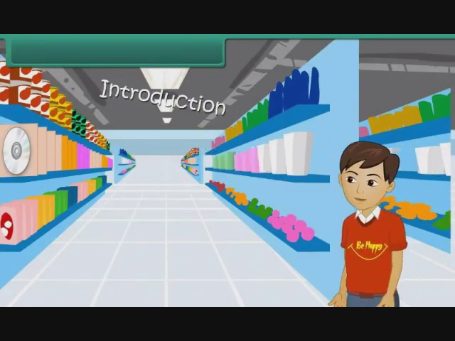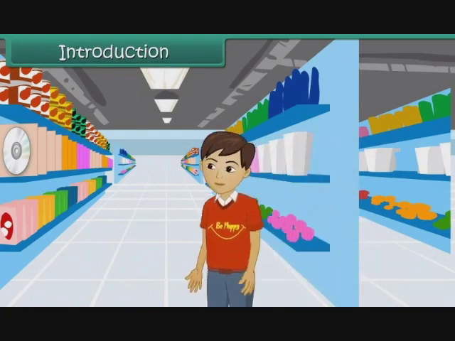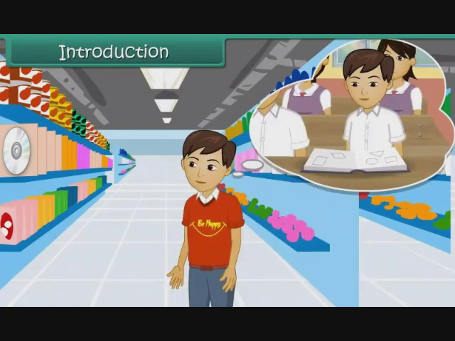Introduction. John was at a shopping mall. Today at school he had learnt about various shapes. He looked around and saw various shapes in the objects around him. Let us look at what he saw.